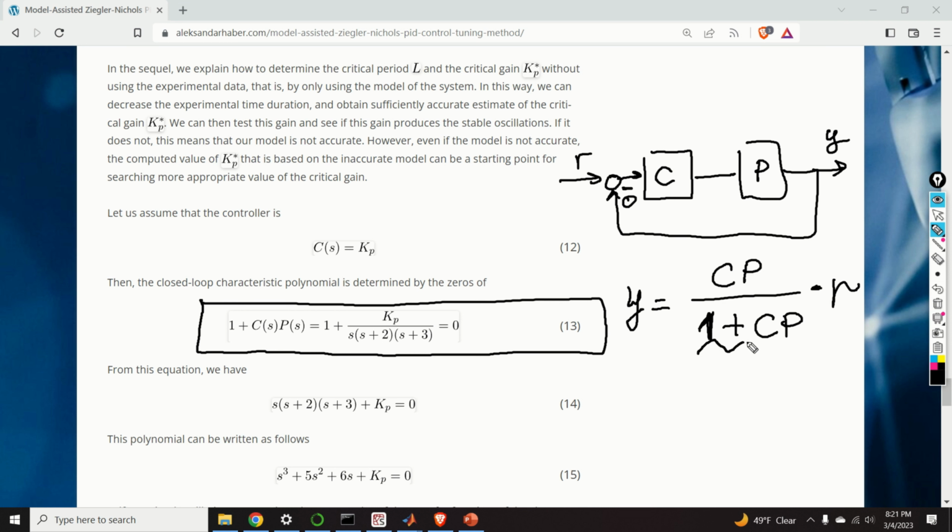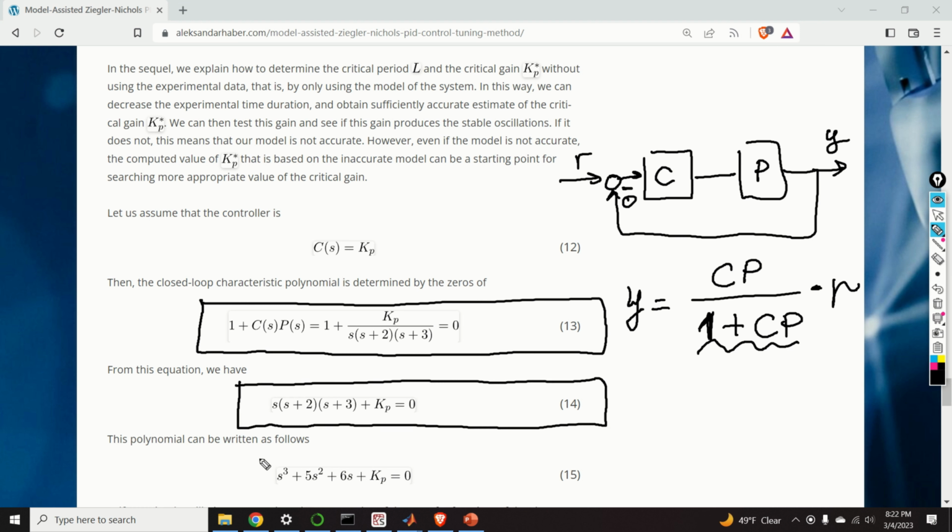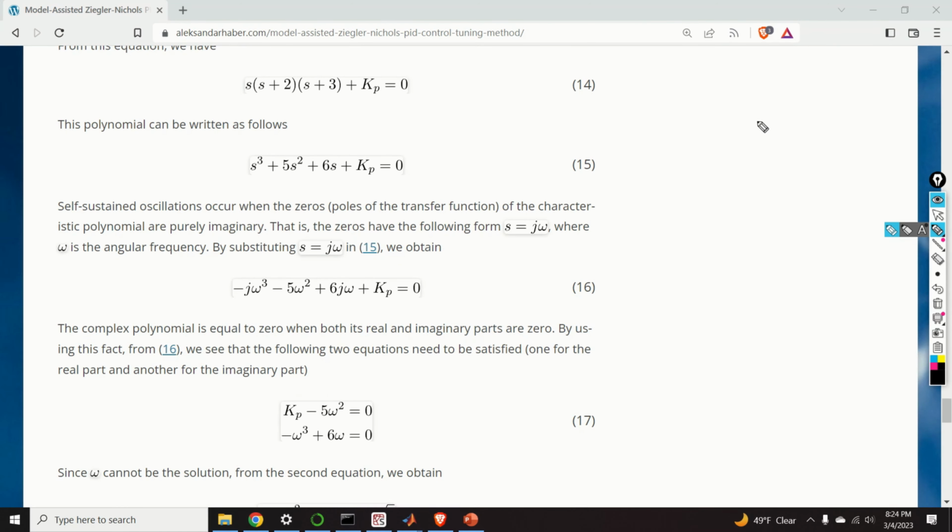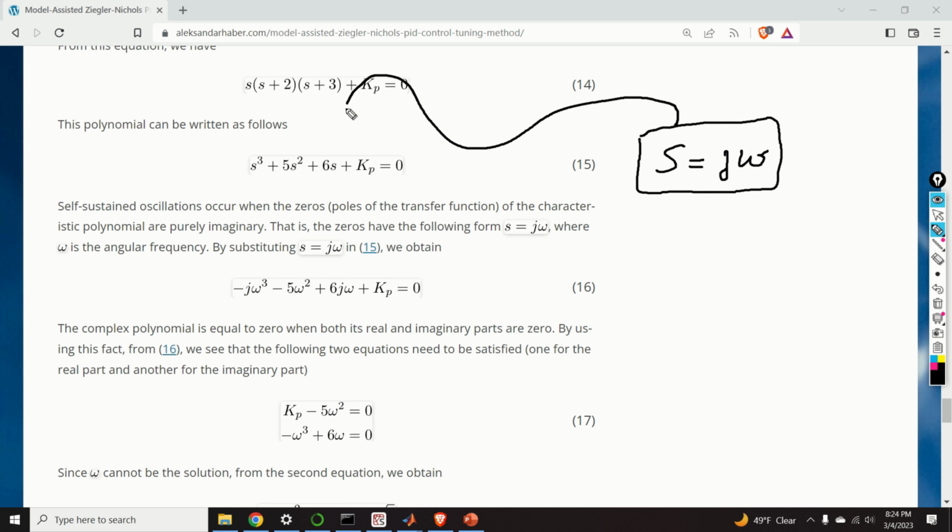The characteristic polynomial determines the poles of the system, and the characteristic polynomial is equal to this equation. So from this equation, we can obtain the characteristic polynomial, and here is the characteristic polynomial of the system. This polynomial can be written in this form by simply multiplying these terms. Self-sustained oscillations occur when the zeros of the characteristic polynomial are purely imaginary. That is, the zeros should have this form: s is equal to j omega. By substituting s is equal to j omega in equation number 15, we obtain equation number 16.